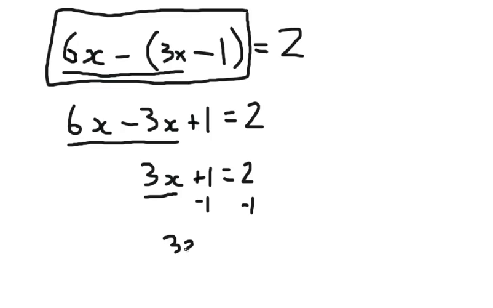So, 3x equals 1. What do we do now? We divide by the number next to the letter. So, x equals 1/3.